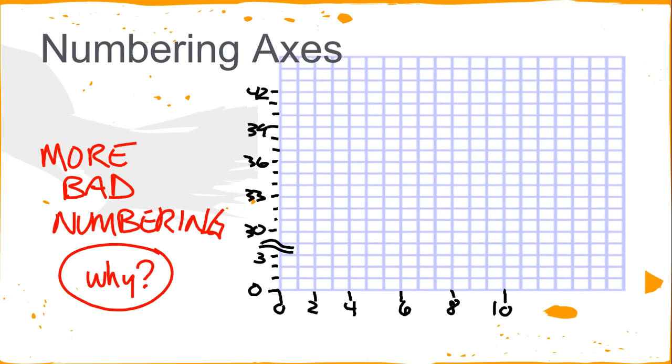Here's some more bad numbering. The person does a poor job on their intervals and their spacing. And also, we don't use a line break in science. If I wanted to start graphing at 30, I would simply put 30 at this mark.